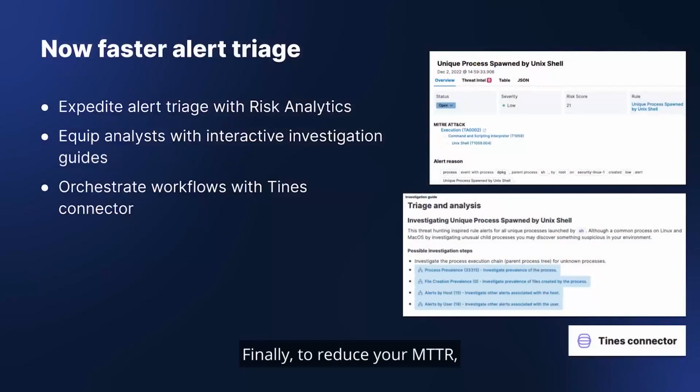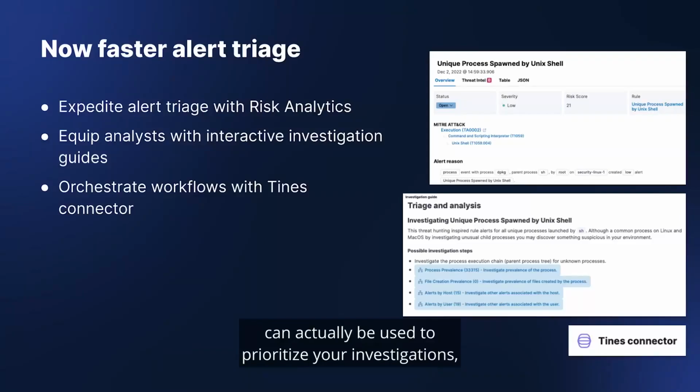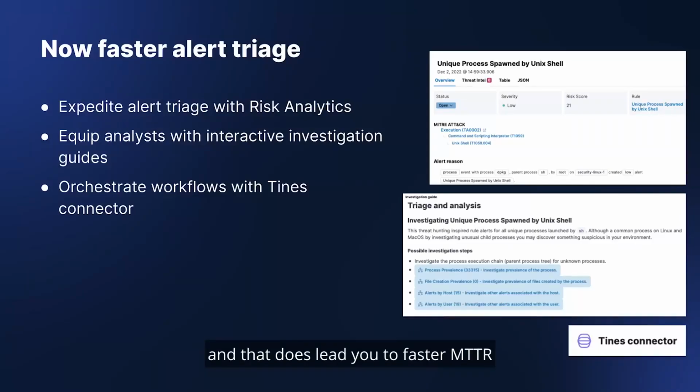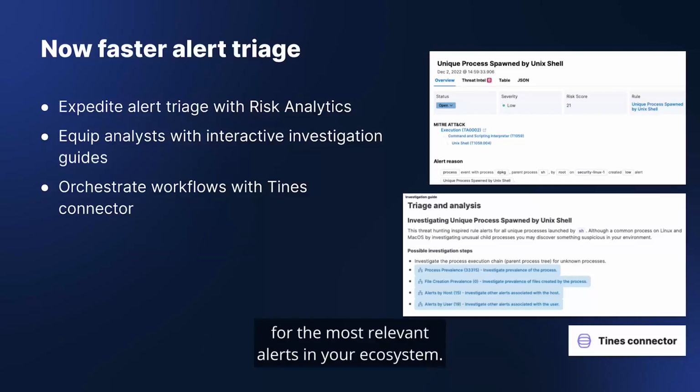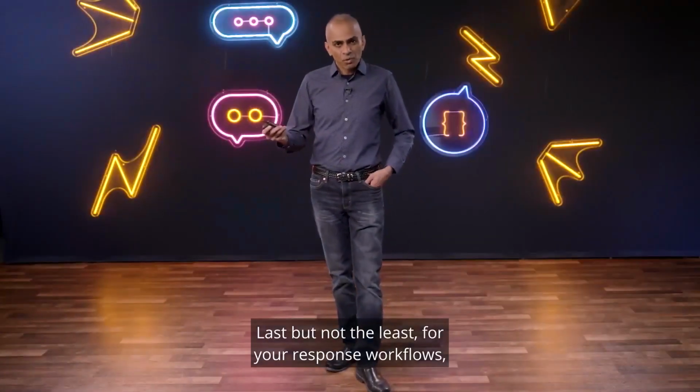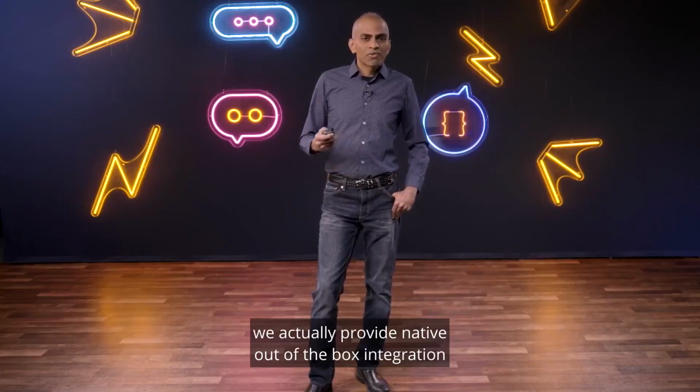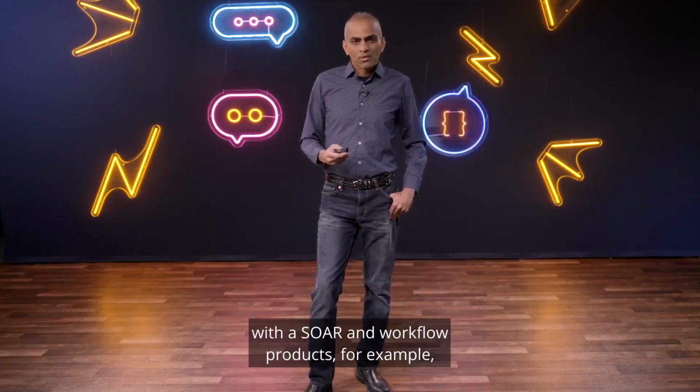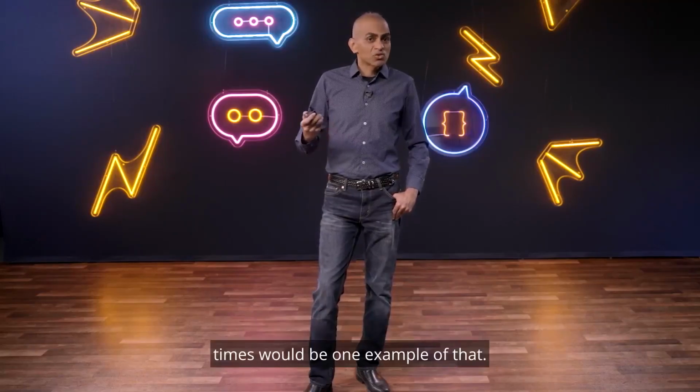Finally, to reduce your MTTR, we have several enhancements recently in order to conduct faster alert triage, essentially to expedite your alert triage. It goes without saying that the risk scores which I alluded to just now can actually be used to prioritize your investigations, and that does lead you to faster MTTR for the most relevant alerts in your ecosystem. We are also introducing an interactive investigation guide to take advantage of detections and how you overlay that risk and analytics with it. Last but not the least, for your response workflows, we actually provide native out-of-the-box integration with SOAR and workflow products. For example, Times would be one example of that.